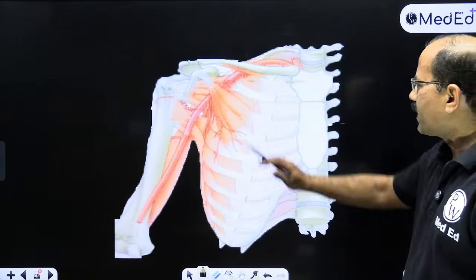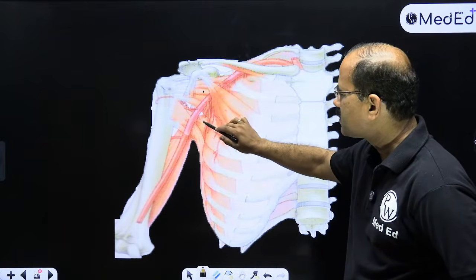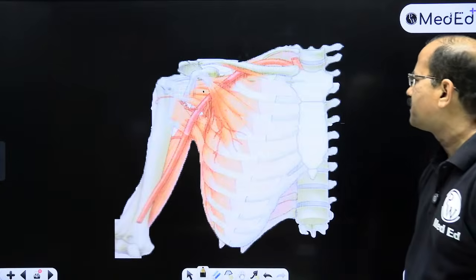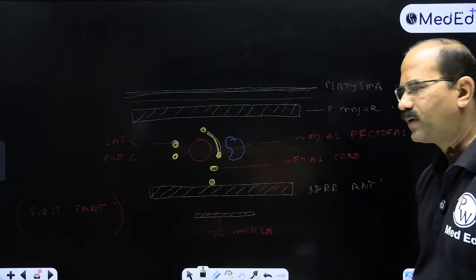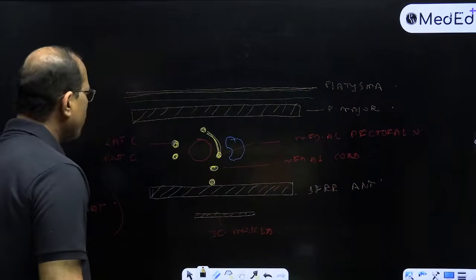Now see, look at this. So this is pectoralis minor, this is subscapularis, this is teres major, that's the latissimus dorsi. Okay, perfect. ठीक है. Now I'll draw a slide for you. देखो, if you can understand this.